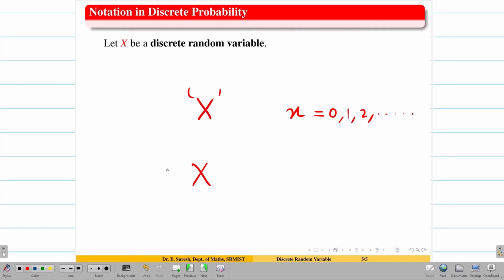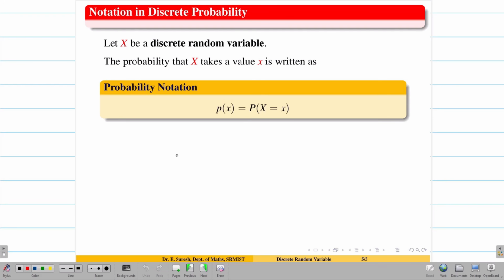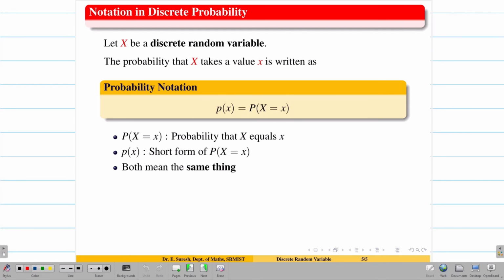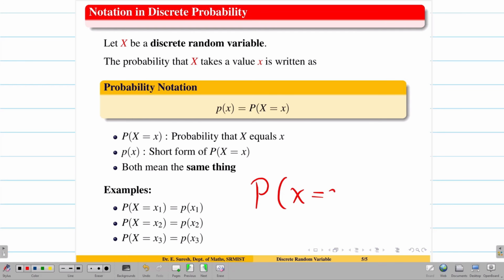For example, you say what is the probability of getting 1 when you throw a dice. So capital X is the random variable and the small x is the values. Now I can write the notation P of capital X equal to small x, which is equivalent to small p of small x. I prefer this notation throughout my problem solving. So P of capital X equal to small x is nothing but the probability that X equals the value small x, which is equivalent to small p of small x. Both have the same meaning. These are some examples. So the probability of getting X equal to 3 is equal to small p of 3.